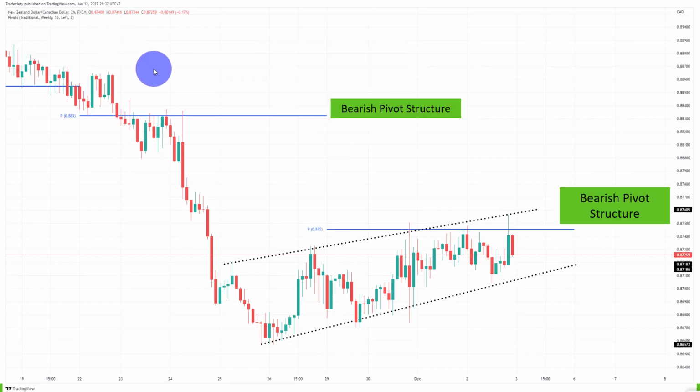First of all, we can add the pivot point. This is a pivot point, a bearish pivot point structure. You can see we're trading below the weekly pivot point here. We broke below it, rejected it as active resistance, and then now we're doing the same. This is a very bearish signal.